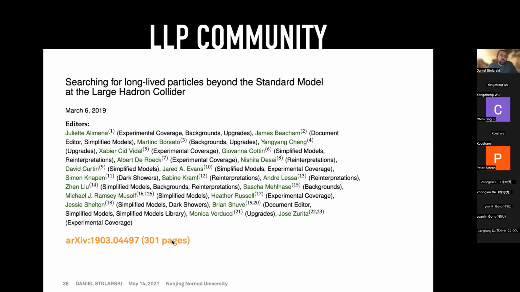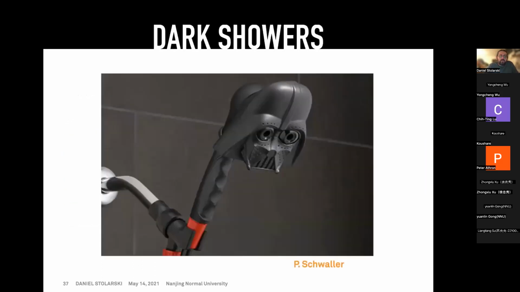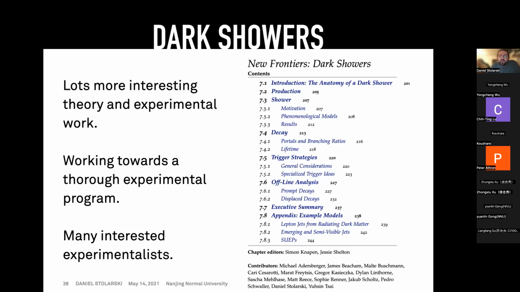So it's this 300-page white paper. And it includes a chapter on dark showers, which Pedro has given this wonderful logo to, which emerging jets are an example of. So chapter 7 of this white paper is the dark showers chapter. We did a lot in putting together what has been done, but I think the upshot is that there's lots of work to do, especially getting experimentalists and theorists working together towards a thorough experimental program of covering model space and all the possible weirdo things that could be out there involving displaced particles or long-lived particles.